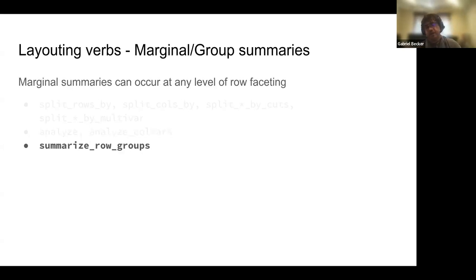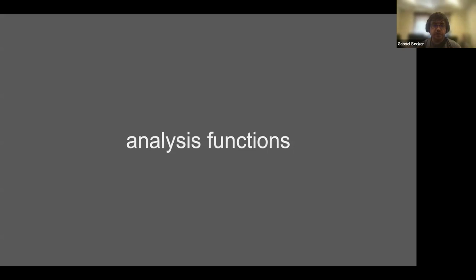And then finally, we have marginal or group summarization. We have this only currently in row space, but you can generate summary rows which summarize entire facets regardless of how many, and these can happen at any point in the nesting process. And so those are summarized.